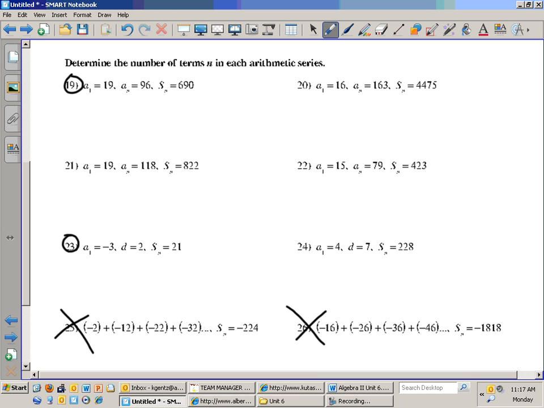Now it says determine the number of terms n in each arithmetic sequence, or series. And they tell you that S sub n is equal to 690. So I could set this up. 690 is equal to, do you know what n is? No. N times, what's the first term? 19 plus, what's the last term? 96 divided by 2. So can you solve for n now? Yeah. What do you get?